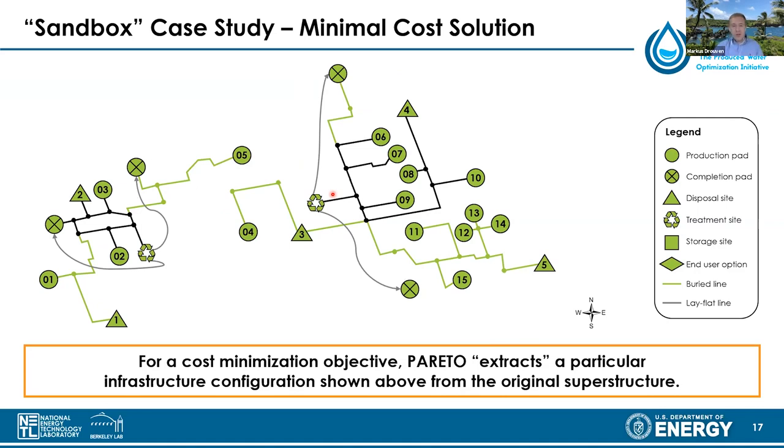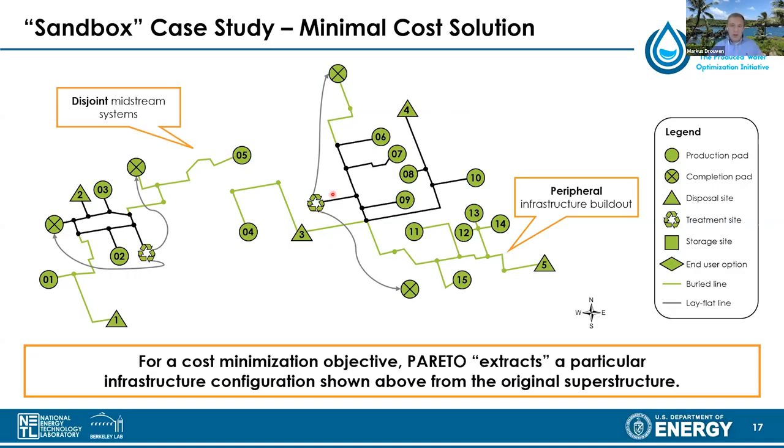Now, if I clean up the solution a little bit, what you'll see is that we've extracted one particular configuration from that infrastructure, and we can actually read into that a little bit. So for our cost optimization objective, Pareto is basically telling us to focus on the peripheral build out of the system, so to the sides, to the east and to the west, but there's really no need to interconnect these two systems. We'll just keep them disjoint now, at least for a cost objective. That seems to make the most sense.